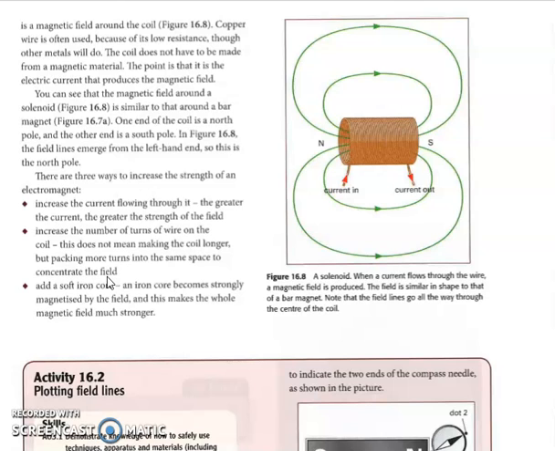So add a soft iron core, and the iron core becomes strongly magnetized by the field, and this makes the whole magnetic field much stronger. Okay, so what are the three important points? Increase the current, increase the number of turns, add a soft iron core.